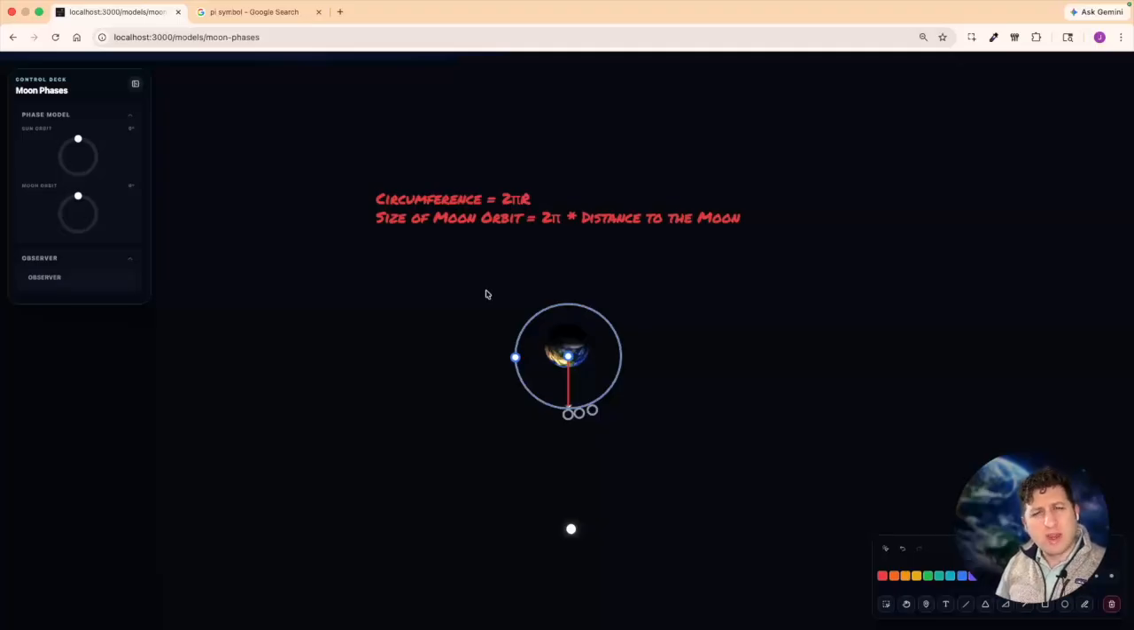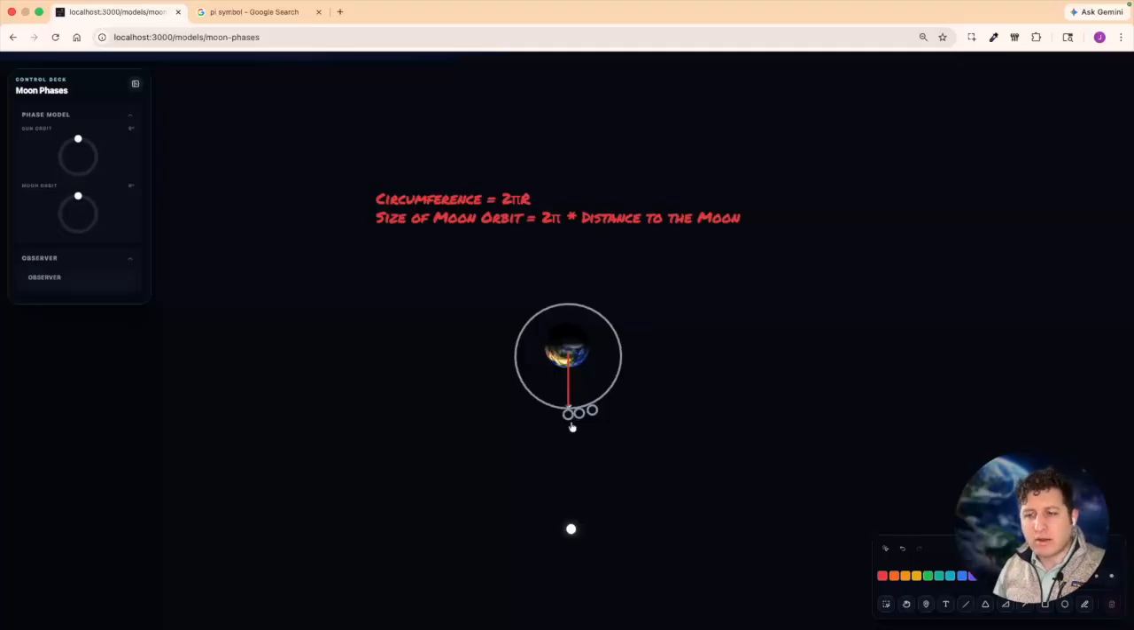And so we could rewrite this as the size of the moon's orbit, right? That circumference is equal to 2 pi times r, but in this case, instead of writing r, we can just write the distance to the moon. Now, what I want to just be really clear on is that the distance to the moon is the radius. It's just another way of describing what the radius means in this particular situation.